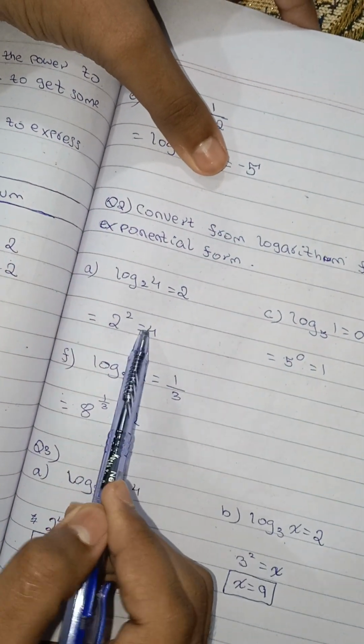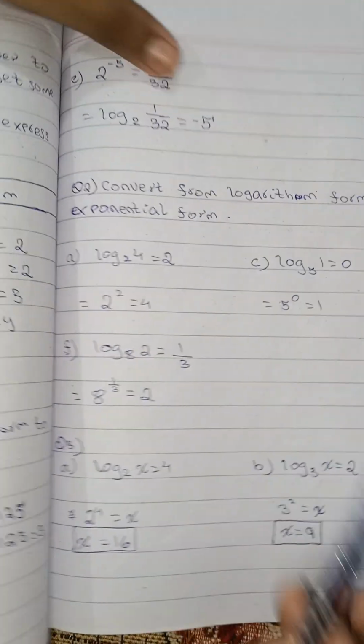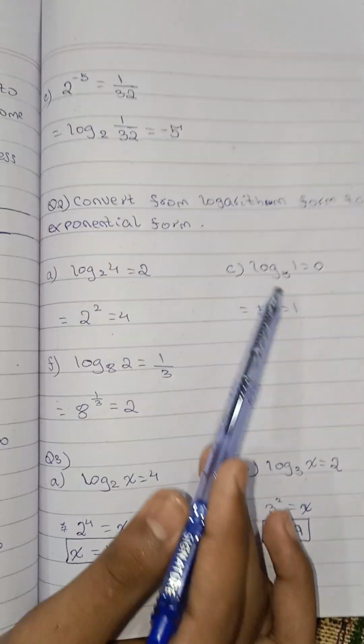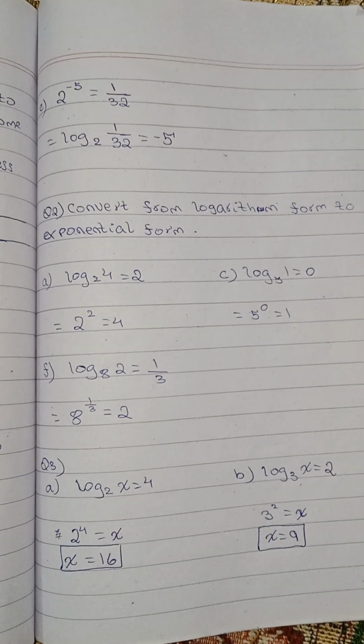2 square equal to 4. So the second part says log 5 1 equal to 0. 5 power 0 is always equal to 1.